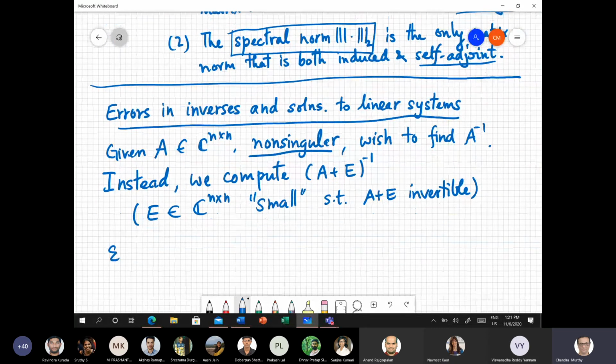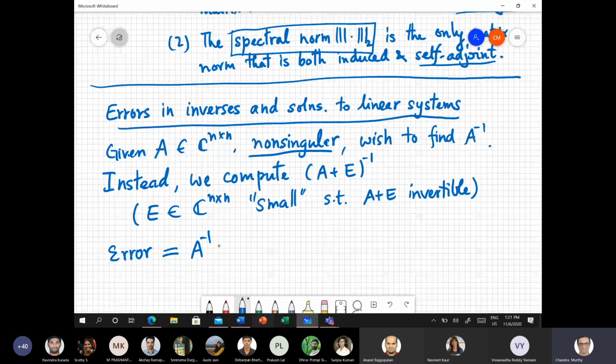So the error I've incurred will be, like an error matrix, which is A inverse minus (A plus E) inverse, which I can write as, I'll pull out an A inverse. So I'll write it as A inverse minus (I plus A inverse E) inverse times A inverse. I'm just using the fact that (AB) inverse is B inverse A inverse to write this.